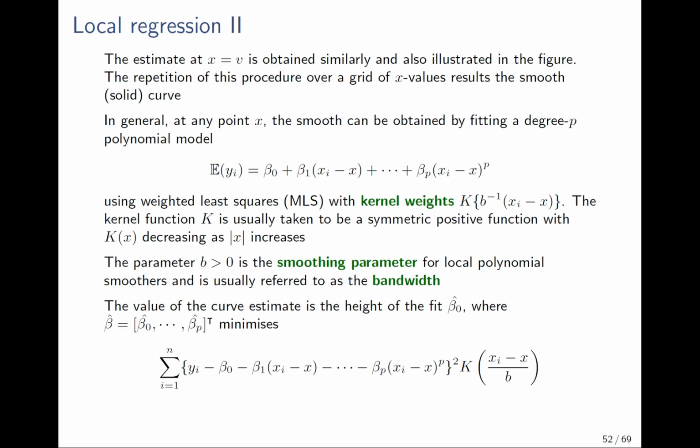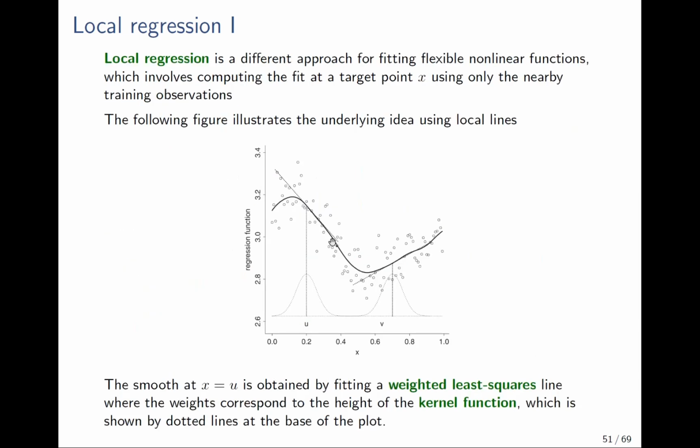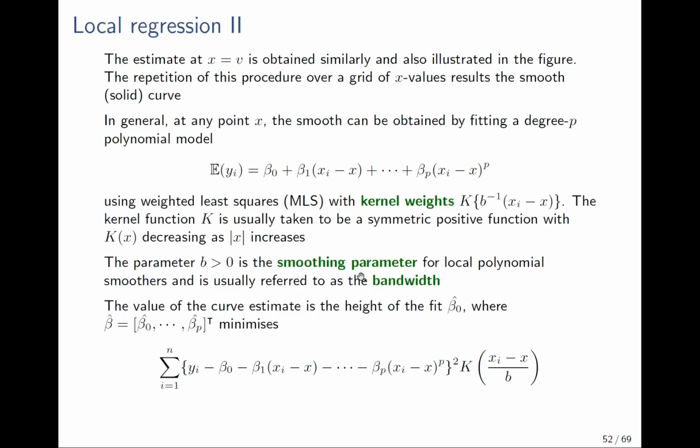The principle of local regression is we repeat this procedure over a grid of x values, and that results in the smooth curve shown. So the principle is quite simple. We're just going to fit lots of local regression curves and connect them, and we're going to weight those regression curves according to a kernel that weights things by how close they are to the point of interest.